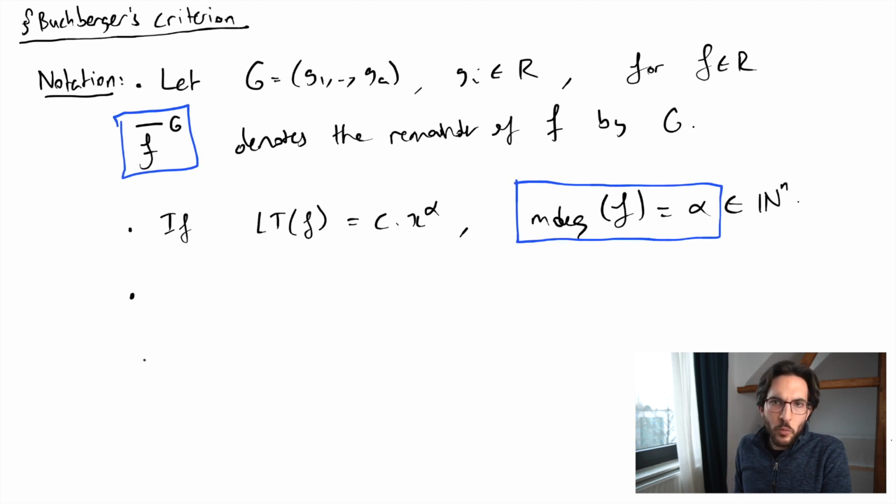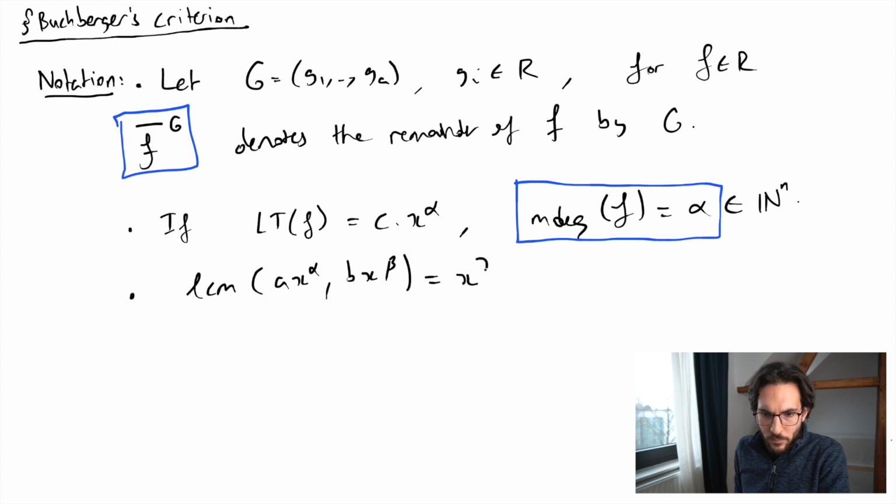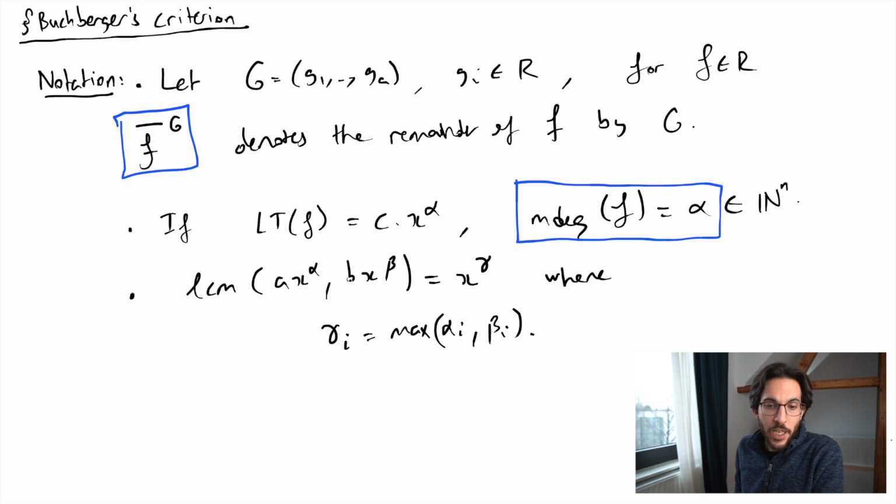Given two monomials, we're going to define their least common multiple as follows. If a and b are non-zero constants, then we define the least common multiple of a x to the alpha and b x to the beta to be the monomial x to the gamma with coefficient 1, so we ignore a and b, and gamma is a sequence of gamma i's, where gamma i is the maximum of the alpha i's and beta i's. So of course this monomial will be divisible by x to the alpha and x to the beta.